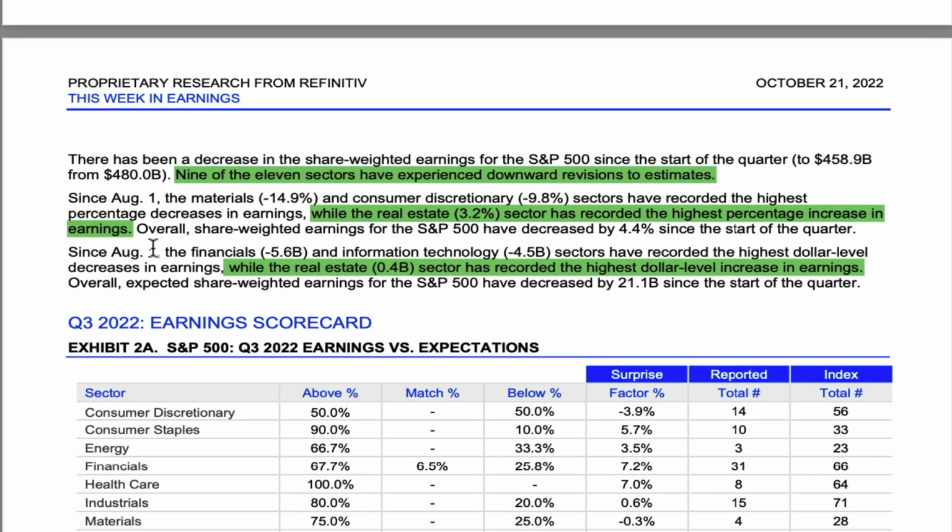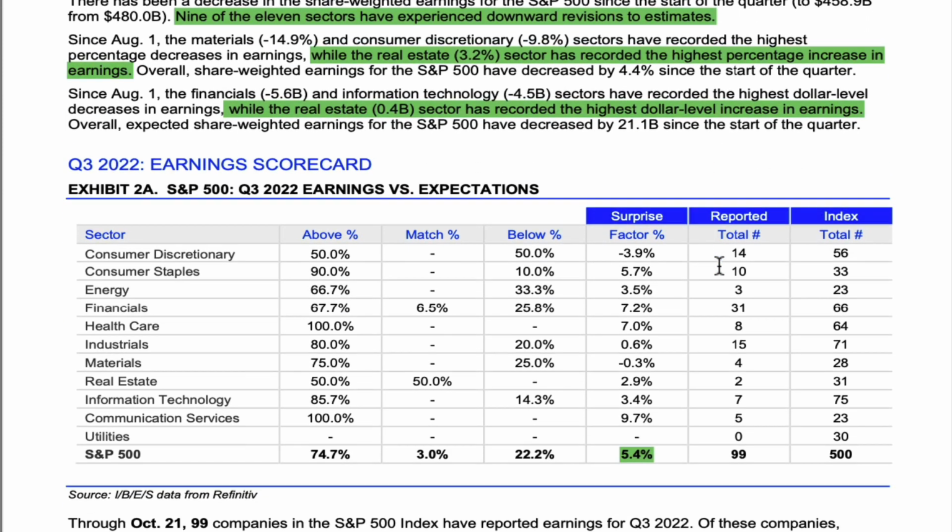Here again, since August 1st, financials and information technology have recorded the highest dollar level decreases in earnings, while the real estate sector has recorded the highest dollar level increase in earnings. Well, what do you make of that, right?